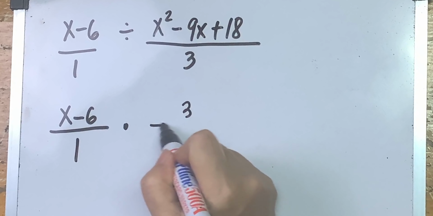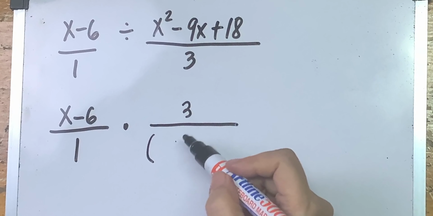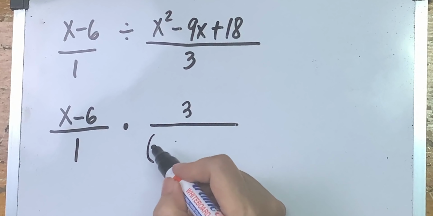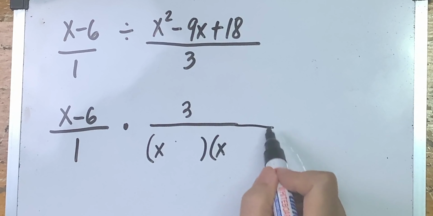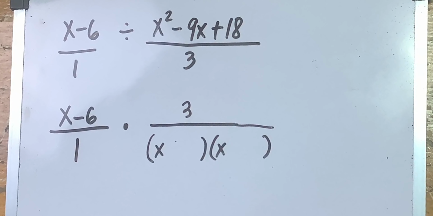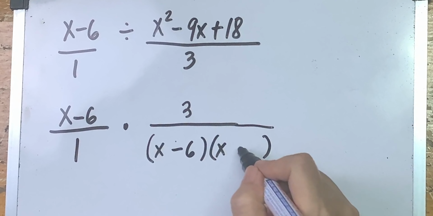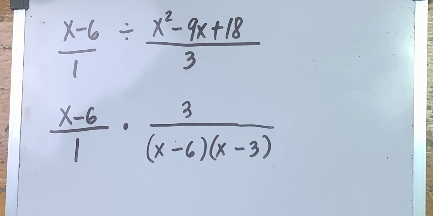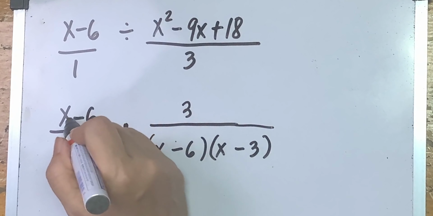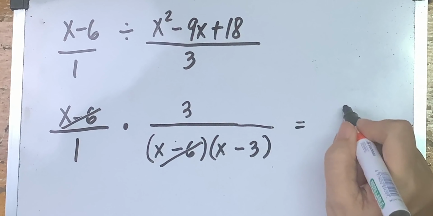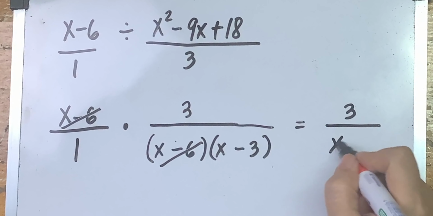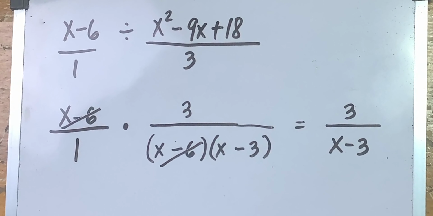So, magiging 3 over, kunin natin yung factors ng trinomial. So, factors ng x squared is x and x. Factors ng 18 that will give us negative 9 is simply negative 6 and negative 3. So notice na pwede tayong mag-cancel dito. X minus 6 tsaka x minus 6. Leaving us with 3 over x minus 3. And that's our final answer.